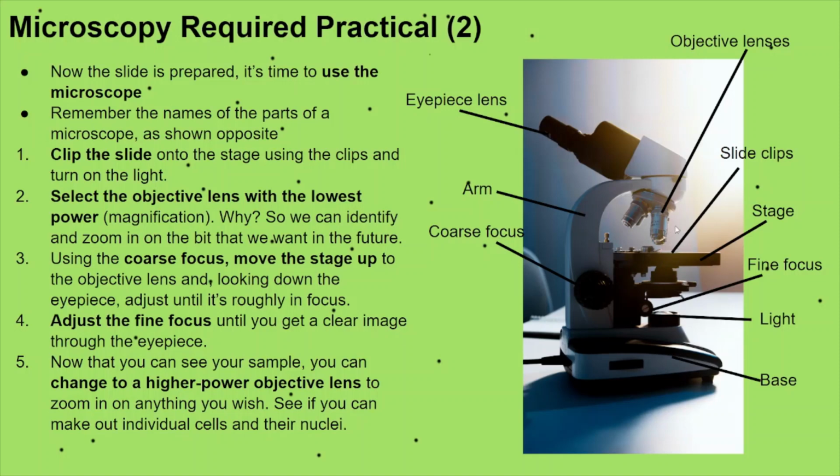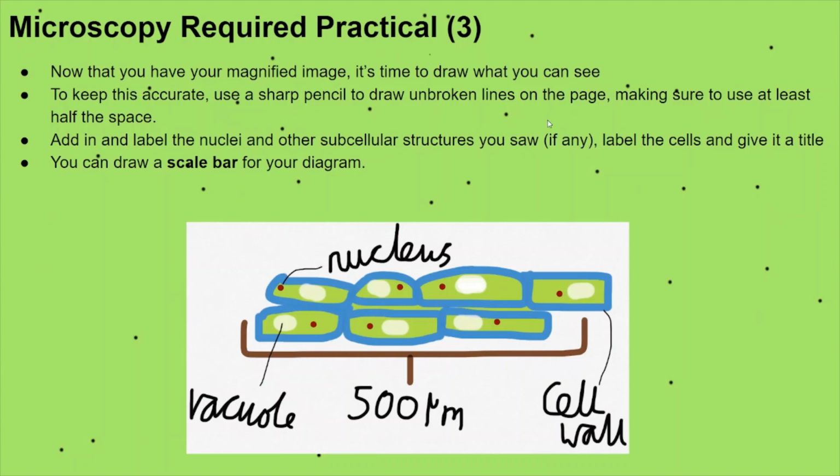And once it's completely in focus and we can see it, we can switch to an objective lens with a higher magnification to zoom in on any part of the cells. And then we need to draw it. So essentially, you just need to remember how to keep it accurate by using a sharp pencil, drawing unbroken lines, filling up at least half the space on your page, draw labels, and also you can draw a scale bar.